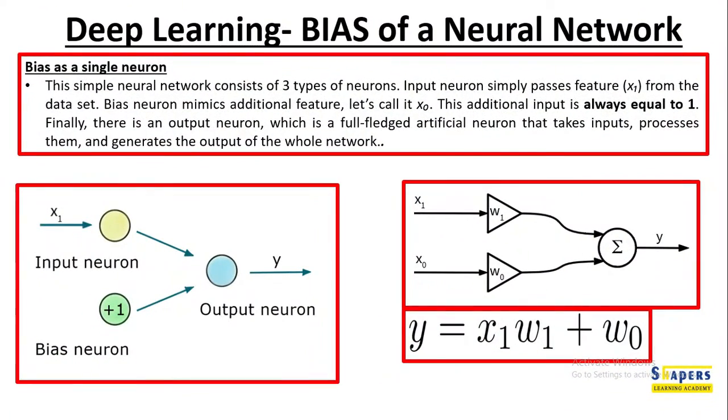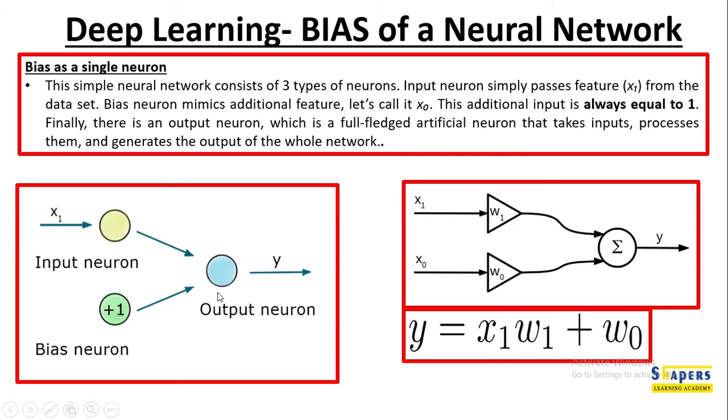Bias as a single neuron. This simple neural network consists of three types of neurons. One is the input neuron. So this is the network that we are speaking about. This input neuron simply passes a feature x1 from the dataset. Then the bias neuron, which is usually a value of 1. The bias neuron mimics an additional feature called x0. Consider this to be x0. The additional input is always equal to 1.